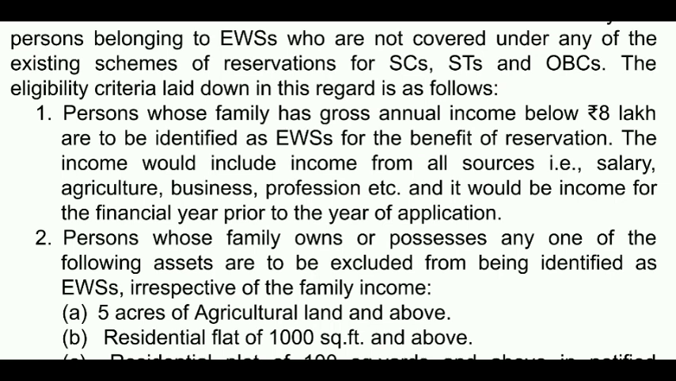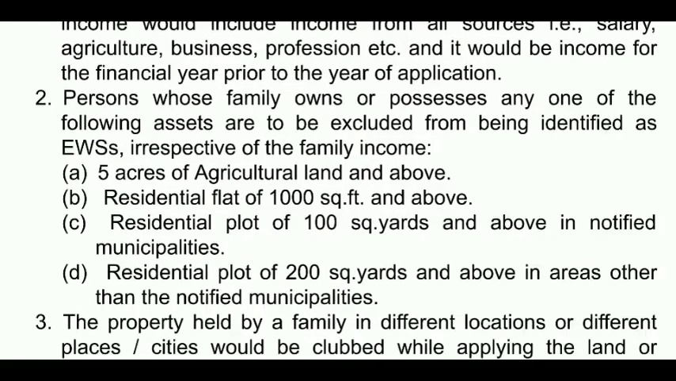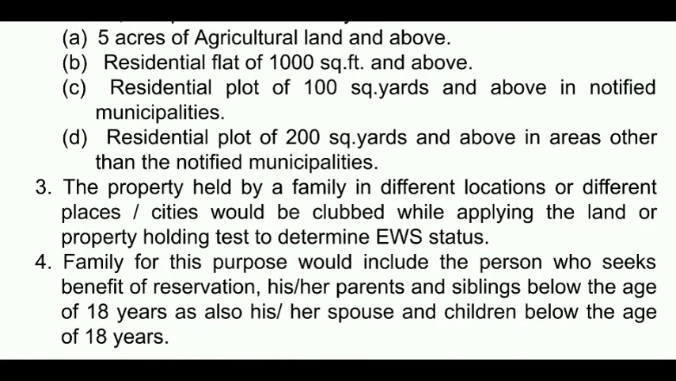Number 1. Persons whose family has gross annual income below 8 lakh are to be identified as EWS for the benefit of reservation. The income would include income from all sources, that is salary, agriculture, business, profession, etc., and it would be income for the financial year prior to the year of application. Number 2. Persons whose family owns or possesses any one of the following assets are to be excluded from being identified as EWSs irrespective of the family income. 5 acres of agricultural land and above, residential flat of 1000 square feet and above, residential plot of 1000 square yards and above in notified municipalities, residential plot of 200 square yards and above in areas other than the notified municipalities.